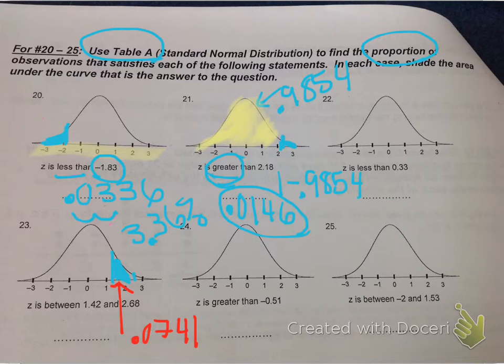Step 1, mark it on your curve. Step 2, shade. Step 3, go to the table. Step 4, because it's between, you do the big percent minus the smaller percent. Okay, so what you should have noticed from these three examples is I have a less than, a greater than, and a between. Please watch this again if you need to take notes or just change your notes. I'm going to move on now.